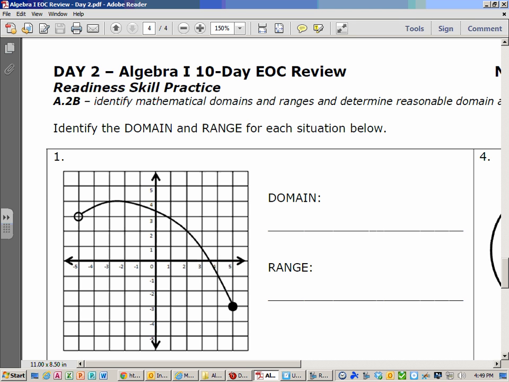This is day 2 of the 10-day Algebra 1 EOC review. Let's check out this homework. We'll be doing some of them, but not all of them. Today we're going to be looking at domain and range in graphs, tables, equations, situations, and multiple different views, because you never know what STAR test is going to throw at you.